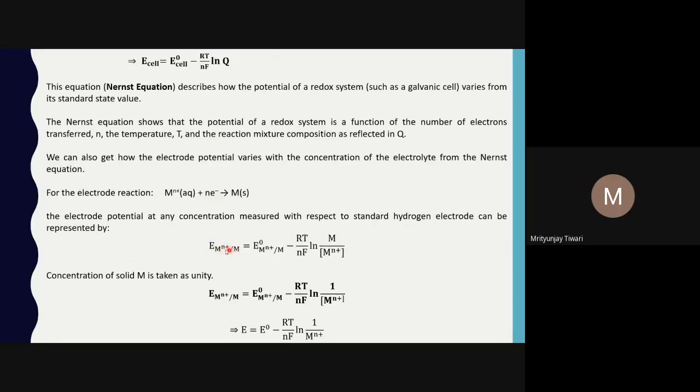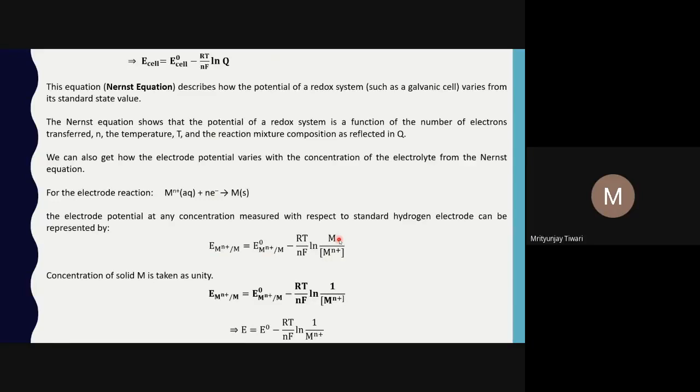The reduction potential for M^n+ by M is E, which is equal to E naught, the standard reduction potential, minus RT divided by nF ln of the concentration of product M divided by the concentration of M^n+ ion. And since M is solid, we have seen in chemical equilibrium that if the reactants and products are solid or liquid, we can consider their concentration equal to unity, because their concentration is not going to change.